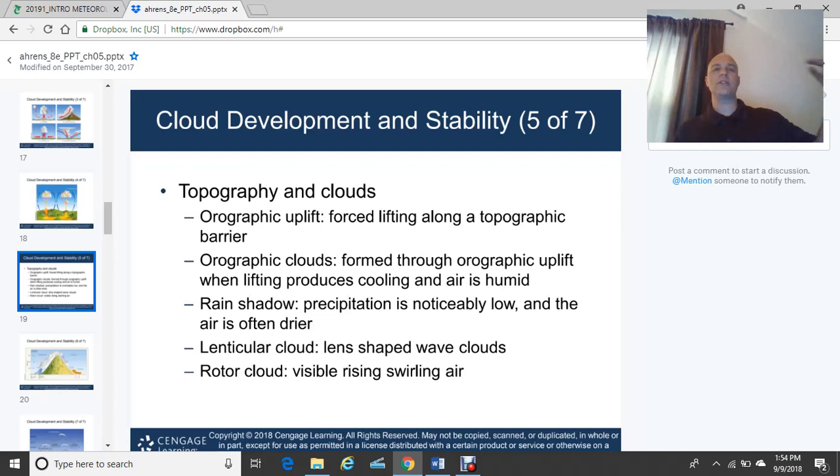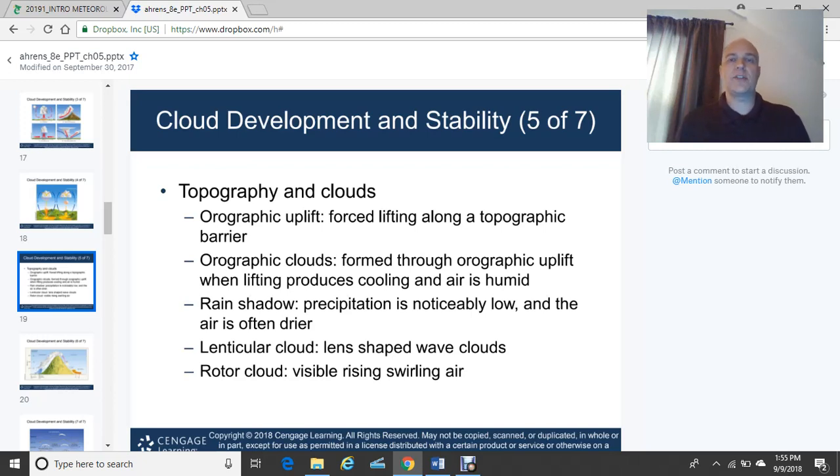When the wind blows against a mountain, it cannot simply penetrate and go all the way through the mountain. Instead, the air is forced to rise. The wind's blowing against that mountain slope. On the windward side, the air is forced to rise, and as it rises, it cools and expands and eventually condenses. The temperature of the air parcel cools to the dew point, and you get 100% relative humidity and saturation, and that's where you get your cloud base. Orographic clouds are formed through orographic uplift when lifting produces cooling and air is humid. So you've got to have some moisture in the air as the air is rising.